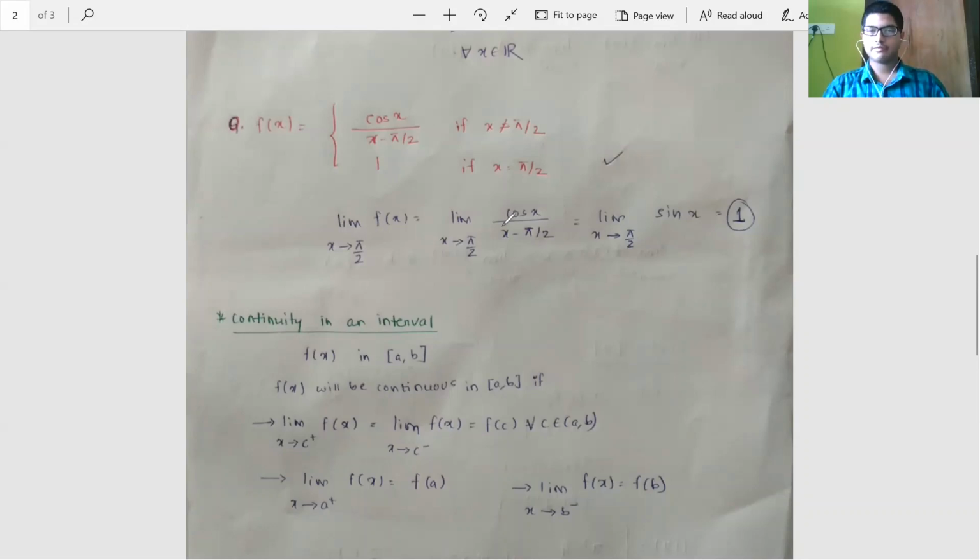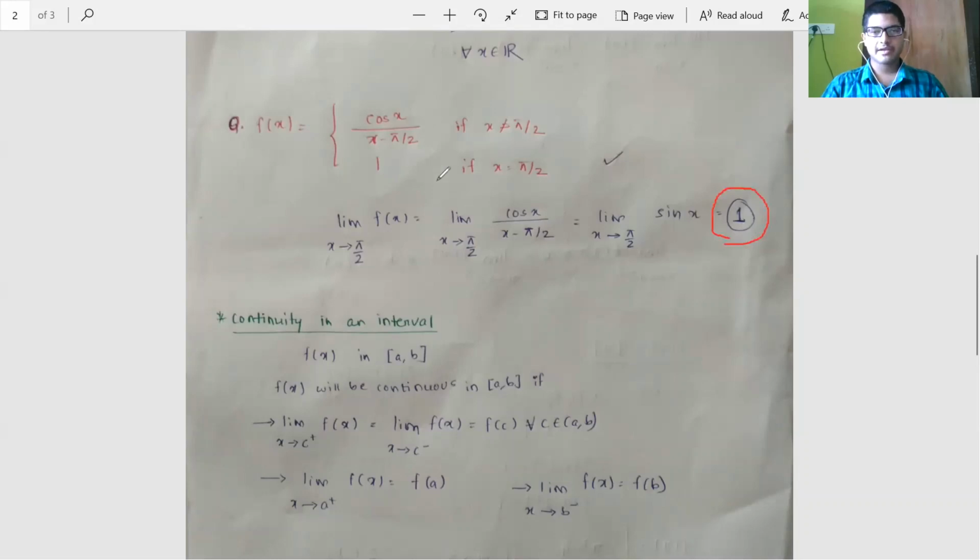You can simply apply L'Hopital's rule, and the derivative of cos x is going to be sin x, and the derivative of the denominator is 1, because it is 0 by 0 form, an indeterminate form. You can always remember, or you can always go back to limits theory and verify them. So the limit as x tends to π/2 of sin x is going to be 1. So LHL equals RHL equals 1.